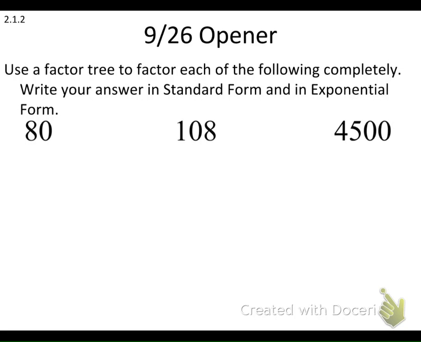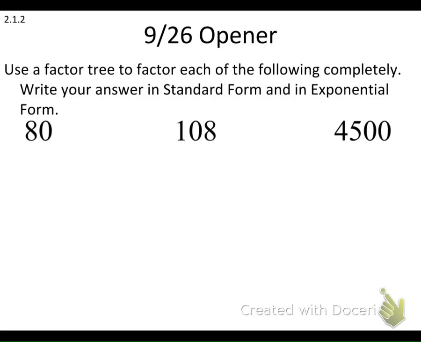Okay, so today's opener goes with the notes that we took yesterday on prime factorization. What you're going to do with each of these numbers, you're going to first find the prime factors by doing a factor tree. After you do the factor tree, you're going to write each of your prime numbers in standard form and then in exponential form.